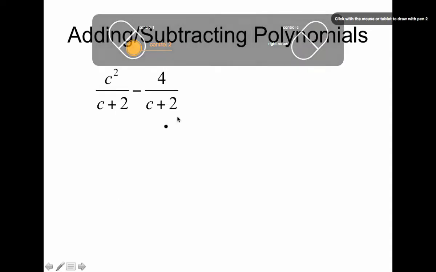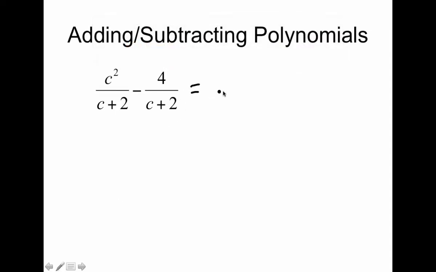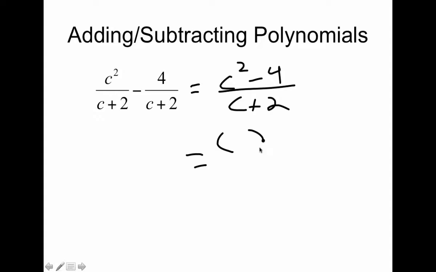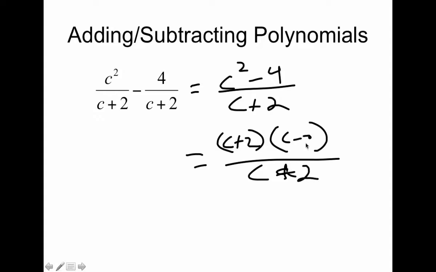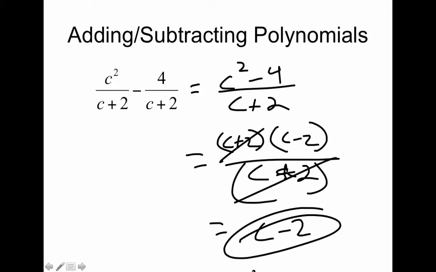After you've got a common denominator, c plus 2. On top, c squared minus 4. You need to recognize that as the difference of two squares: c plus 2, c minus 2. And at this point, we could cancel the c plus 2. So I end up with c minus 2 at the end.